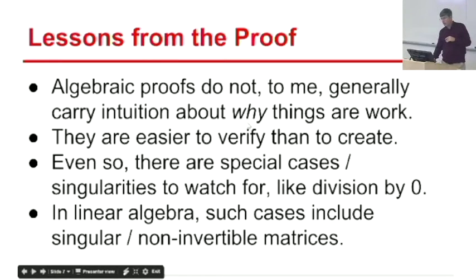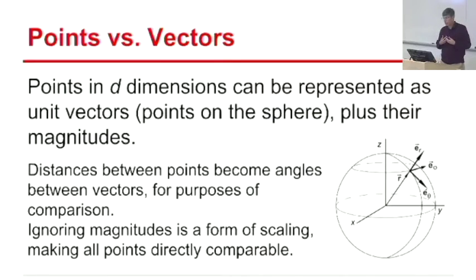And you've got to be very careful about looking out for special cases like singularities. A singular matrix is one that can't be inverted. If you try to invert a singular matrix, it looks just fine in the proof, except for the fact that it doesn't work. So we've got to be aware of special cases when we're dealing with things.